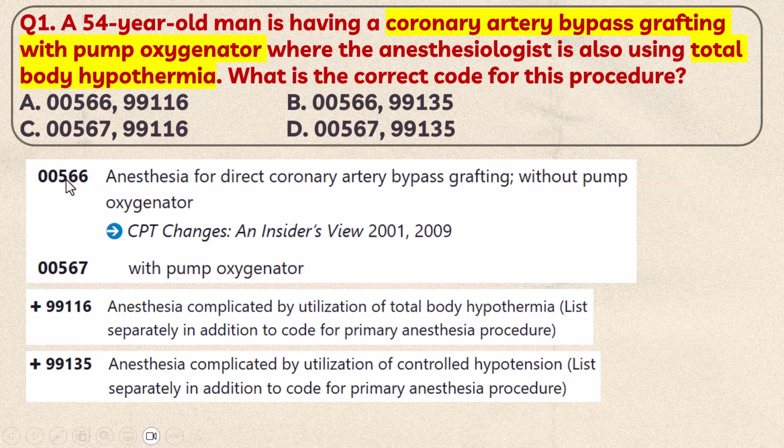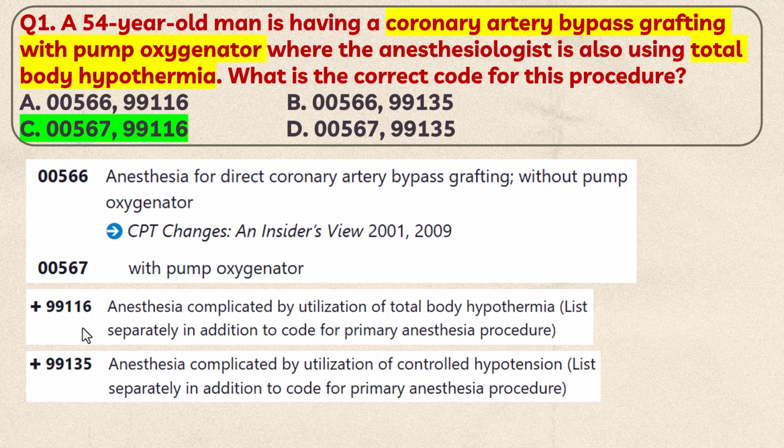So code 00566 is anesthesia for direct coronary artery bypass grafting without pump oxygenator. In our case, with pump oxygenator. So the next code 00567 is with pump oxygenator. So answers C and D are possible. Regarding total body hypothermia, you can see 99116, anesthesia complicated by utilization of total body hypothermia. List separately in addition to code for primary anesthesia procedure. So this will be the correct add-on code. So the correct answer will be answer C.